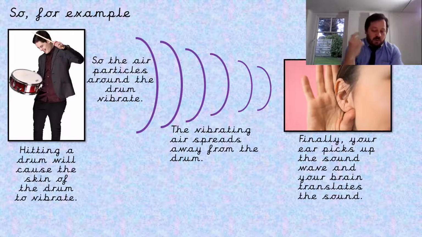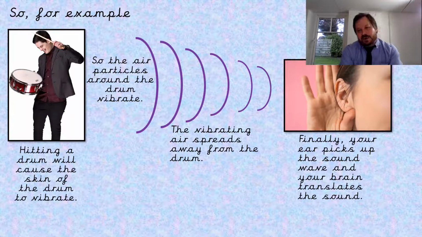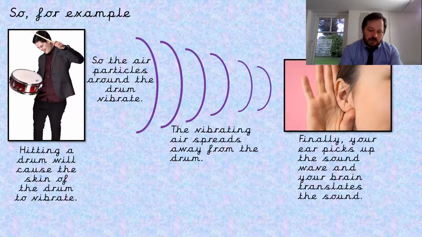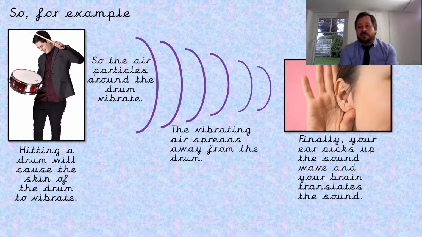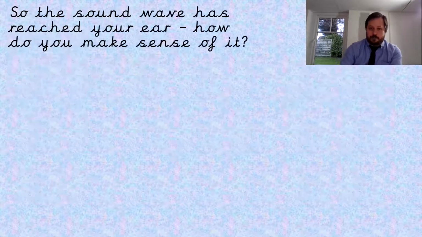So finally, your ear will pick up that sound wave and your brain translates that vibration into the sound. And that's the interesting bit. It's how a vibration is transferred to what we actually hear, which is also why people can hear things slightly differently, but we might not know because we've always assumed that to be the same.